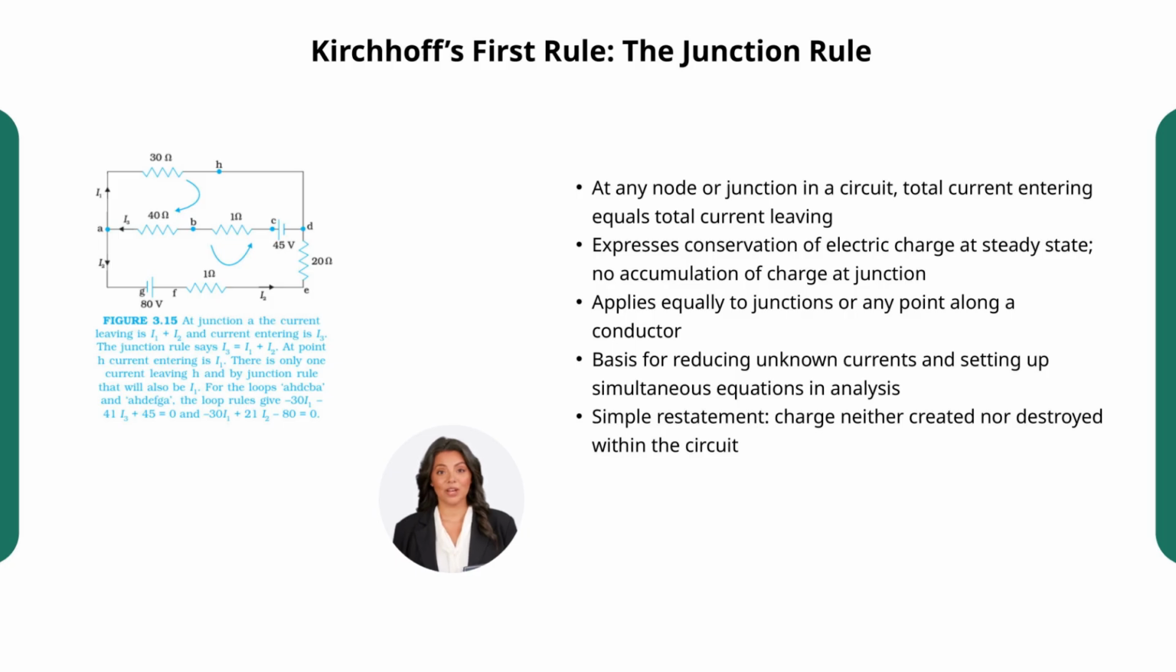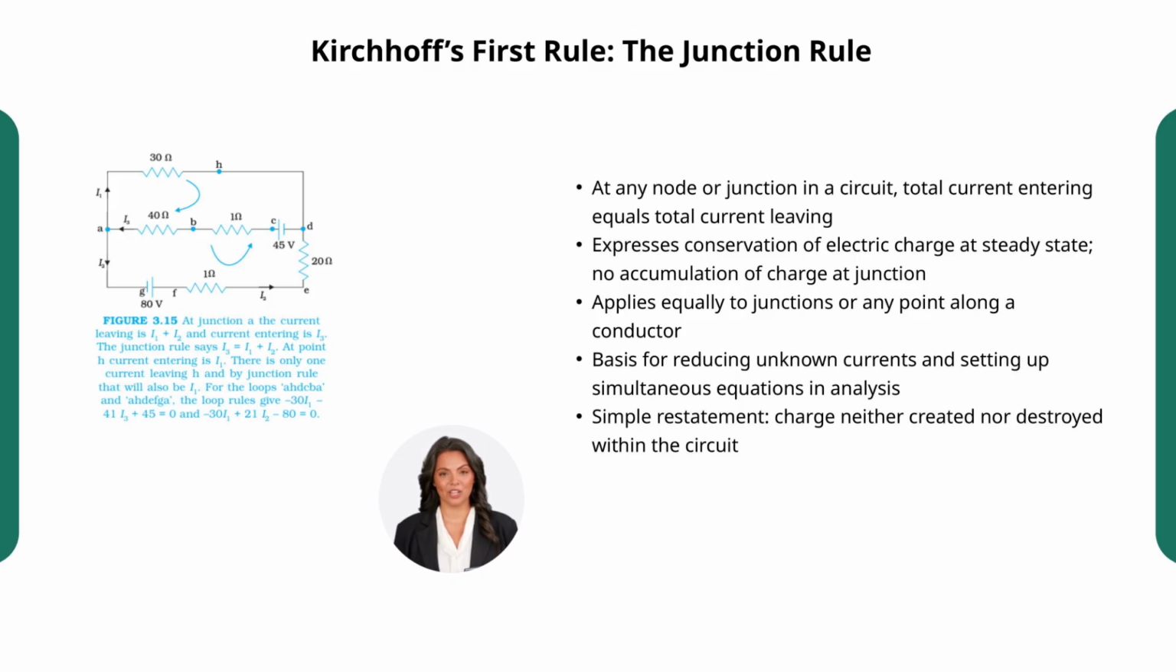Let's start with Kirchhoff's first rule, often called the junction rule. At any point in an electric circuit where multiple branches meet, known as a junction or node, the sum of all currents flowing into that point must equal the sum of all currents flowing out. This rule is deeply rooted in the physical principle of conservation of electric charge.